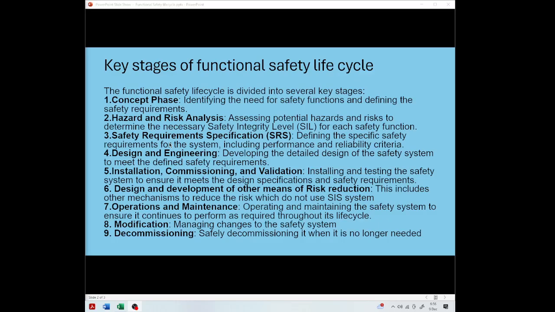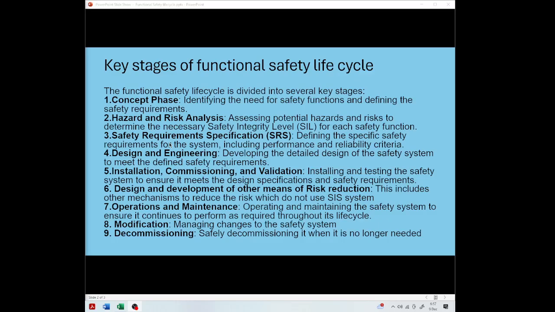The other stage is operation and maintenance. In this stage, we operate and maintain the safety system to ensure that it continues to perform as required throughout its life cycle. Stage 8 is modification. In this stage, we manage changes to the safety system during operation of the safety system. Typically, this is done through MOC process.